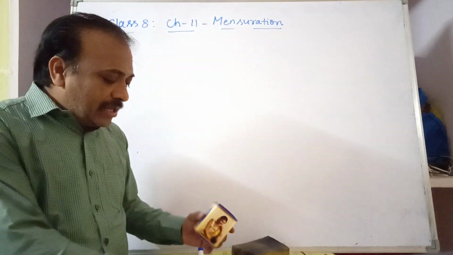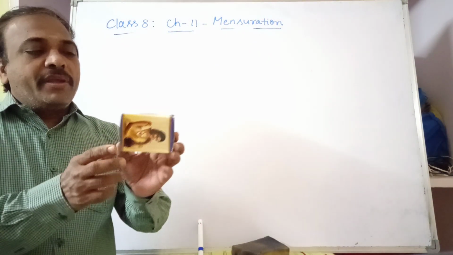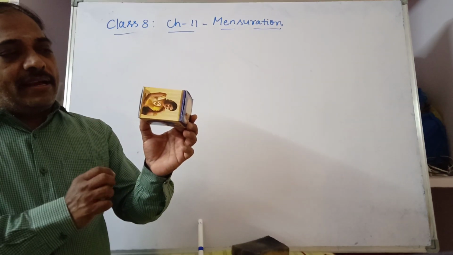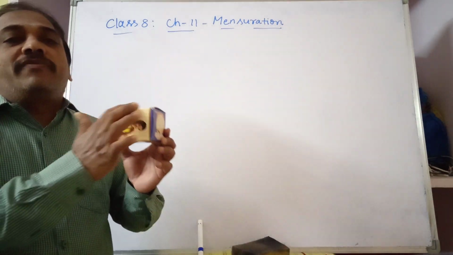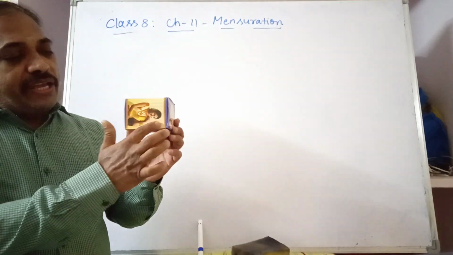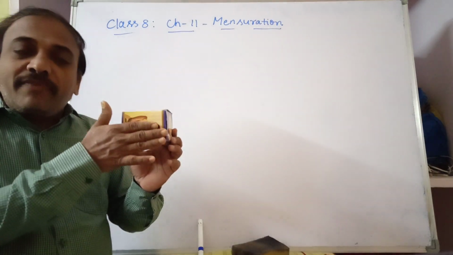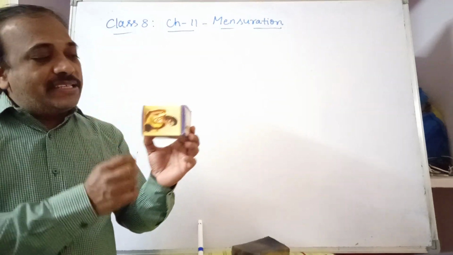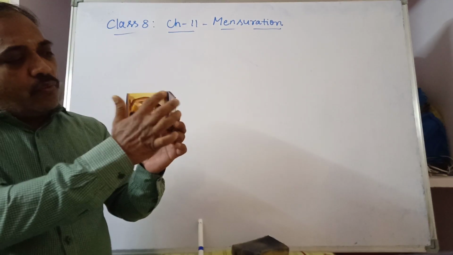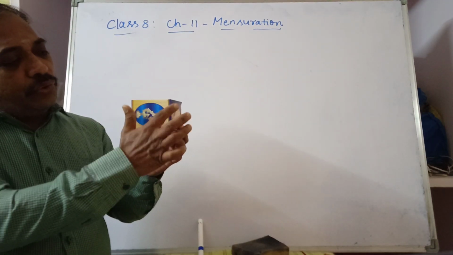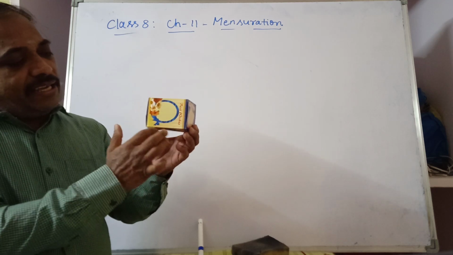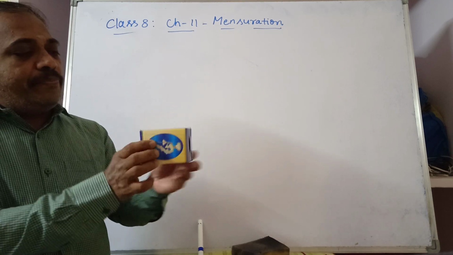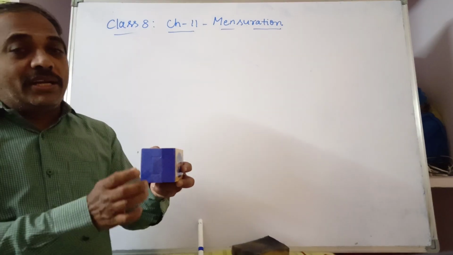Now you see the cuboid. How many flat faces are there and what is the shape of those flat faces? We call it a flat surface. Rectangular faces. What do you call them? Like that, how many are there? You see, 1, 2, 3, 4, 5, 6 faces.